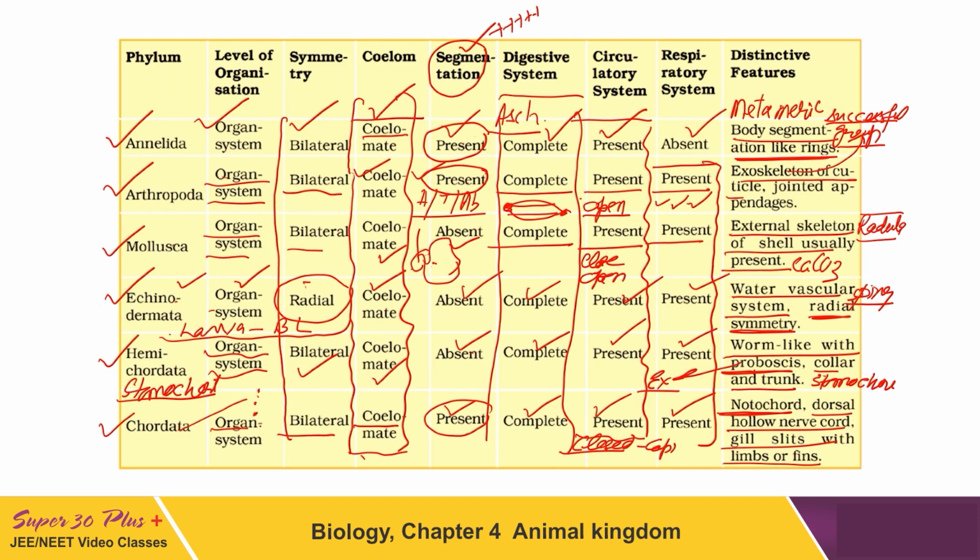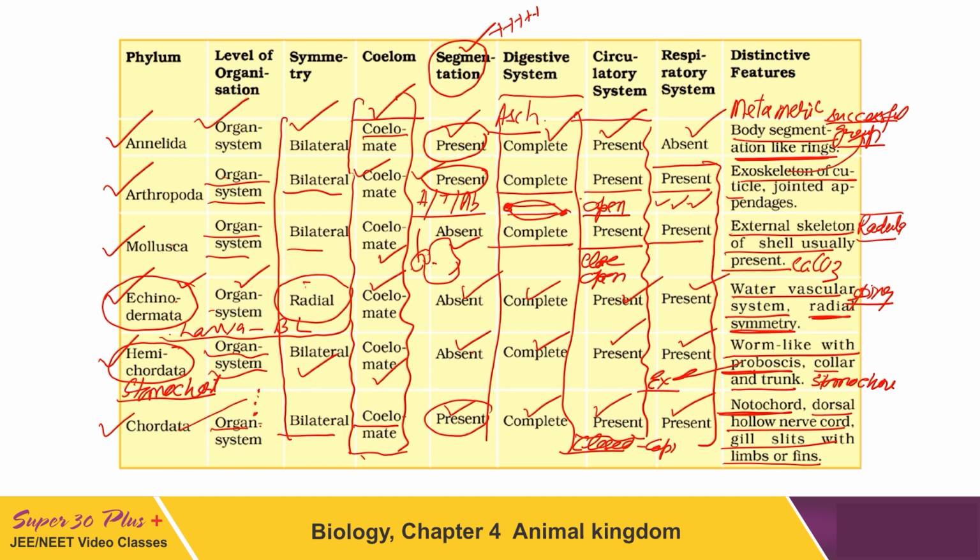Here the segmentation is metameric segmentation. This is the only phylum, a typical phylum, in which two types of symmetry are there, in adult and in larva. Stomochord is found only in hemichordates. Is it clear? Then what more is left?